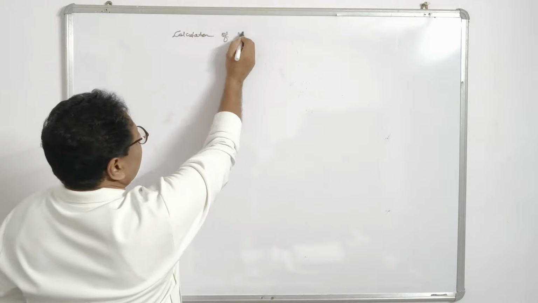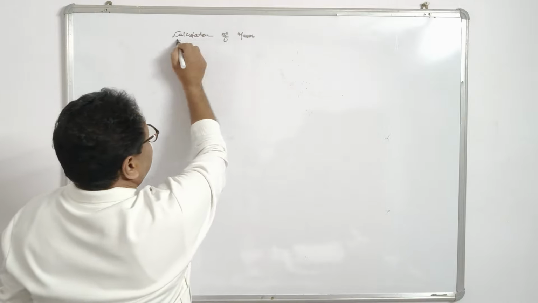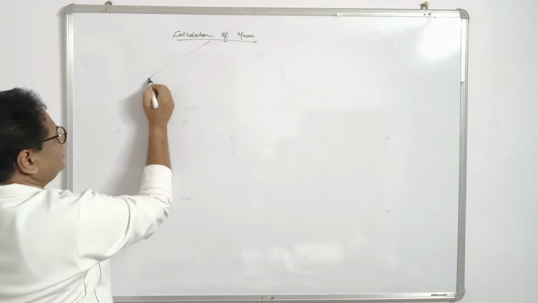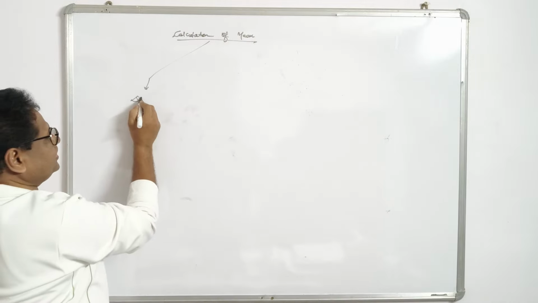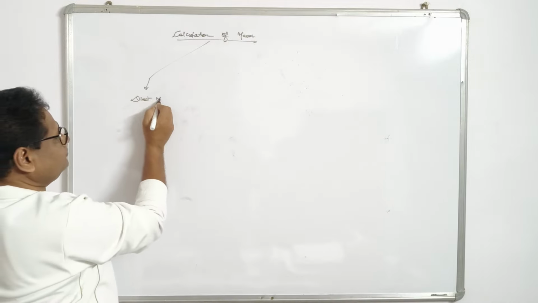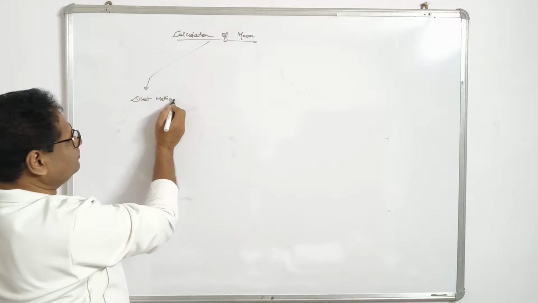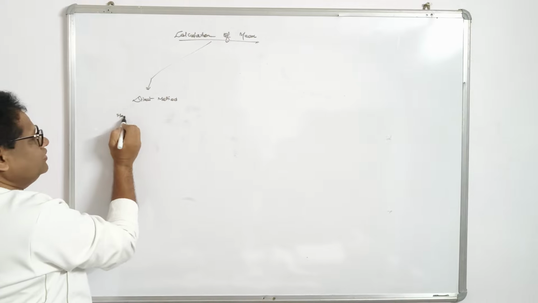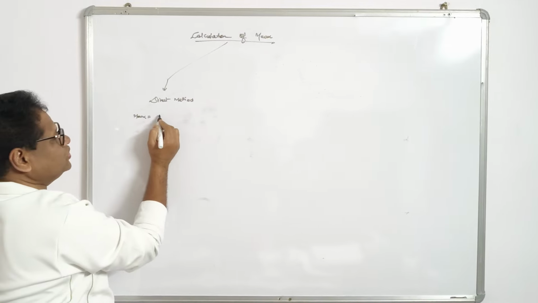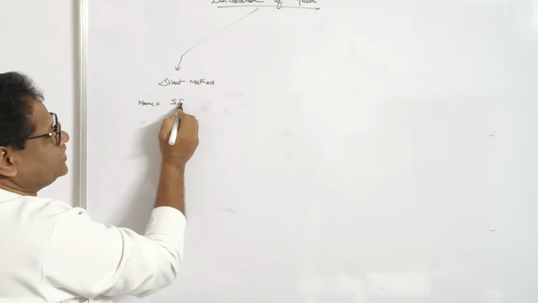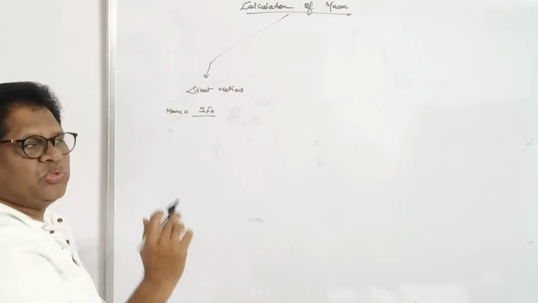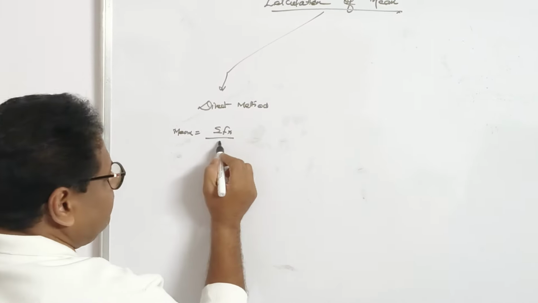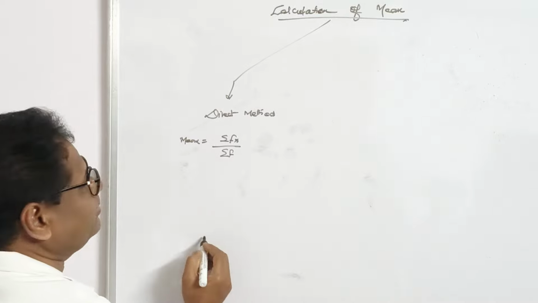In the calculation of mean, there are different methods. First is the direct method. In this we apply the formula: mean equals sigma fx by sigma f. Sigma means the sum total.